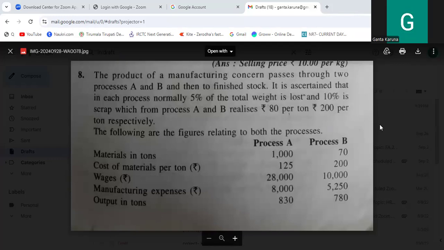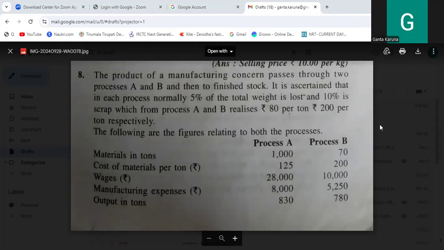The product of a manufacturing concern passes through two processes, A and B, and then to finished stock. It is ascertained that in each process, normally 5% of total weight is lost. So this is normal loss, and 10% is scrap, which from process A and process B realizes 80 per ton and 200 per ton.